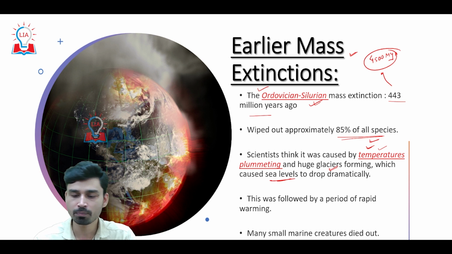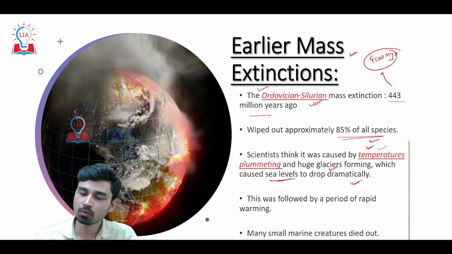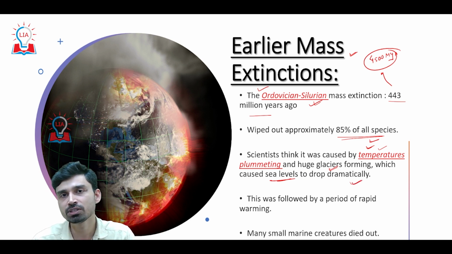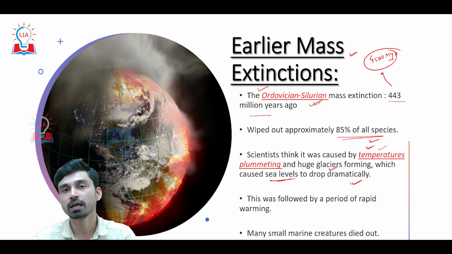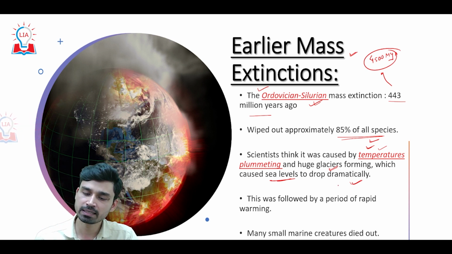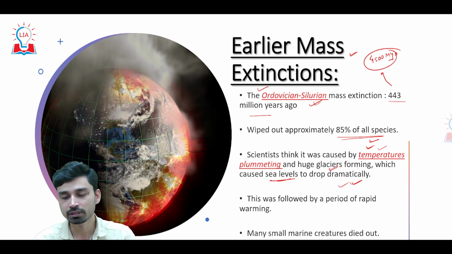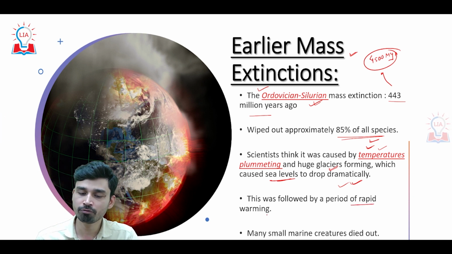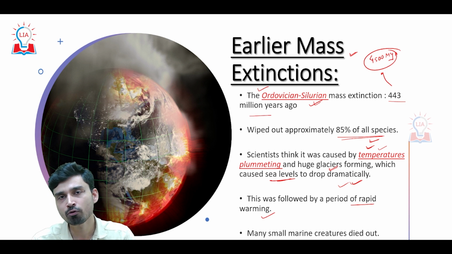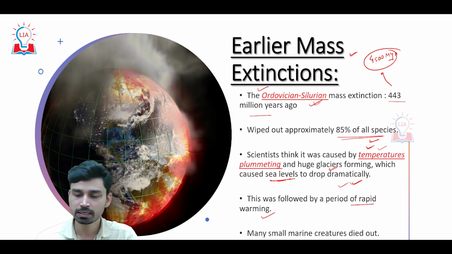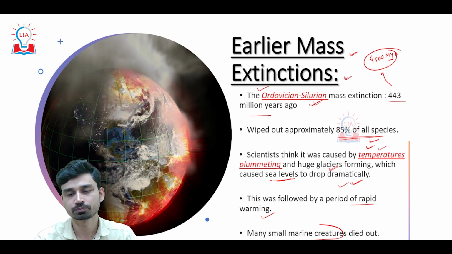Due to this sudden drop in sea level, a large number of animal species living on the surface of the sea, in the seawater itself, were wiped off. After that, there was a period of very rapid warming. This also caused the death of a large number of animals. Many small marine creatures who mainly inhabited Earth during this time period died out.